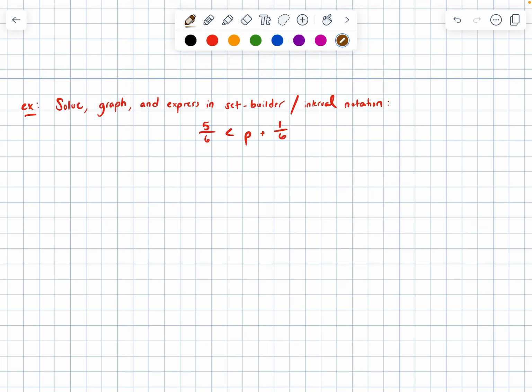Let's take this guy: 5/6 is less than p plus 1/6. I want to solve it, graph it, and write it in set builder and interval notation. So give me both of your notations here. Give me your graph, label your graph. Let's find our solution set. Go, go, go.